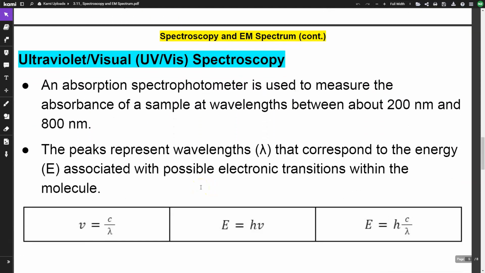Okay, so for the type that we're going to be using, ultraviolet or visual spectroscopy, an absorption spectrophotometer is used to measure the absorbance of a sample at wavelengths between 200 nanometers and 800 nanometers. So that's visible light. The peaks represent wavelengths that correspond to the energy associated with possible electronic transitions within the molecule. We're not going to do much with these right now, but these are the three formulas that we're going to be using for this spectroscopy to do our calculations.